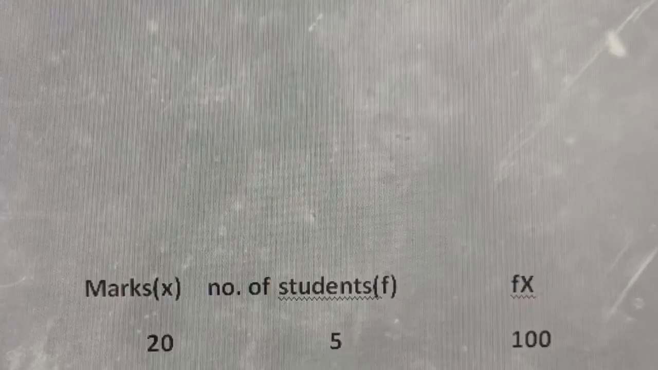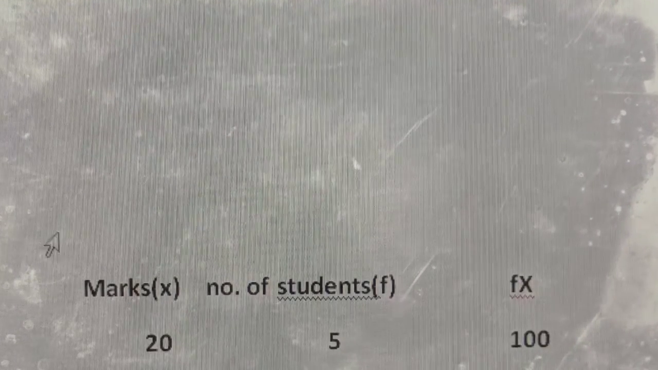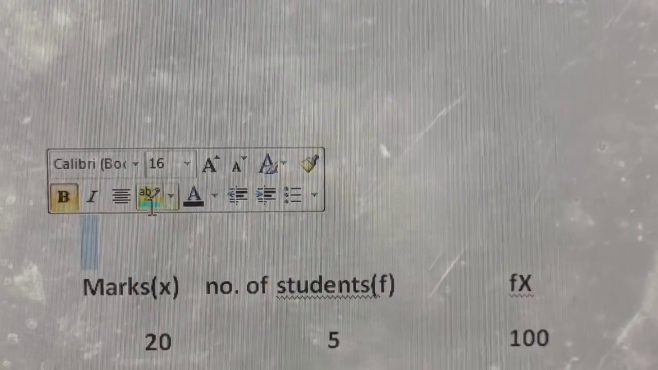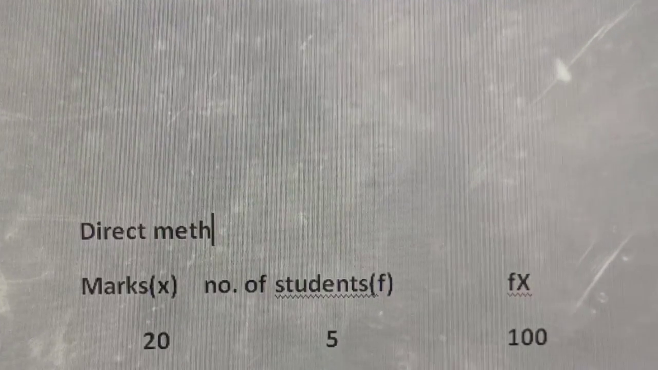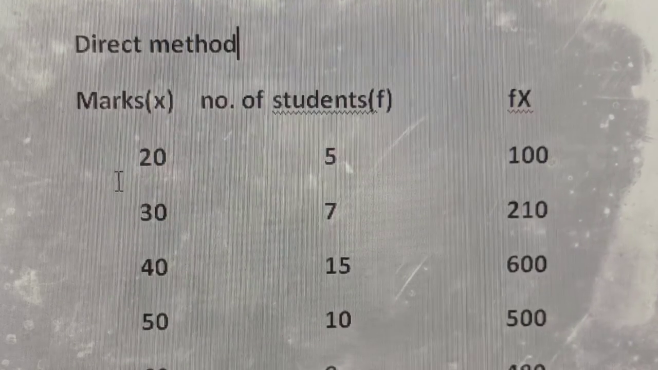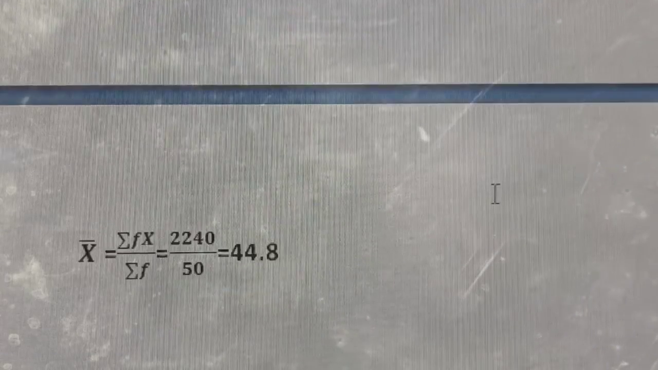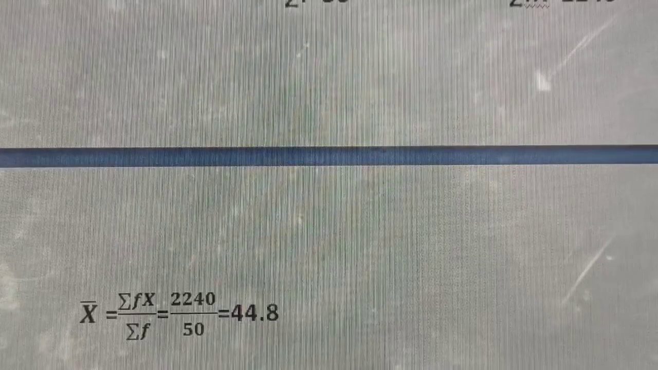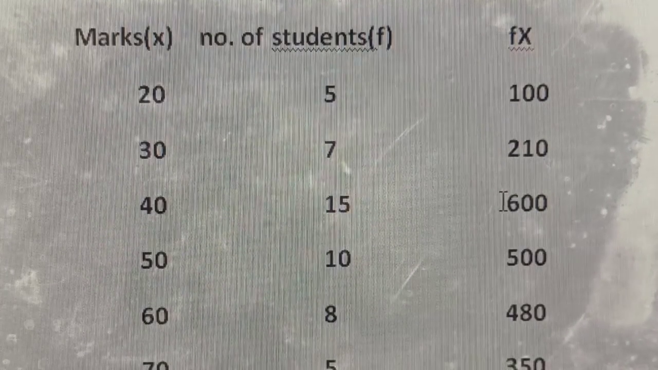This is how we calculate it. Here it is a discrete series, and this is the direct method. In a discrete series, where marks correspond to number of students, we calculate with the formula summation fx by summation f. Summation f is the total of the frequencies and fx is divided by it.